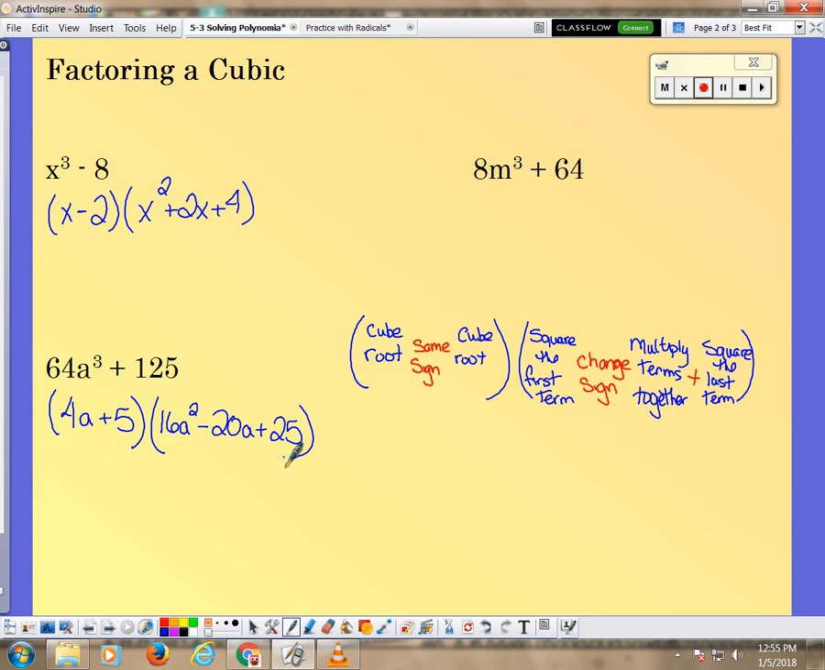Now up here on this last example, I see that I have an 8 and I have a 64. And I know that I can GCF, greatest common factor is 8. I can take an 8 out of both of them. So I take the 8 out. And then I recognize the fact that this is a perfect cube and the 8 is a perfect cube, so I get m plus 2, cube root, square it, multiply the two together, change the sign, square the last. And so that would be my answer for this, for factoring.